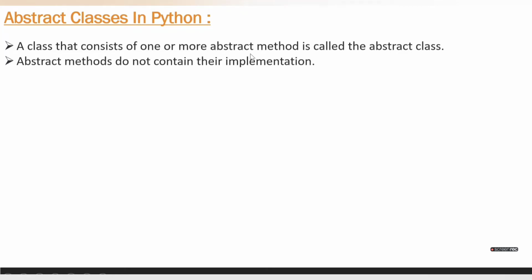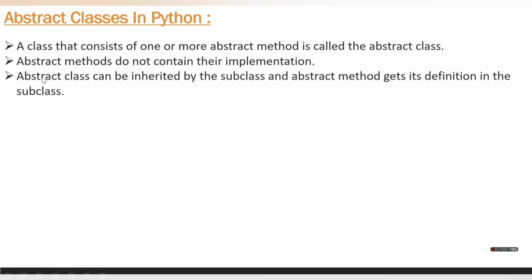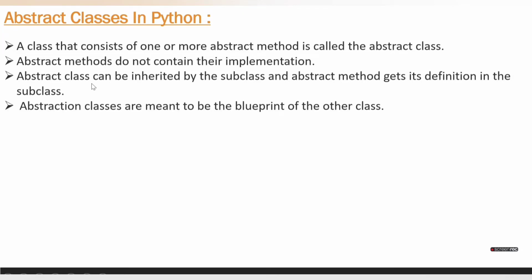So what are abstract methods? Abstract methods are normal methods which do not contain their implementation. Normal methods have the implementation, but abstract methods do not have the implementation. So an abstract class can be inherited by the subclass, and the abstract method gets its definition in the subclass. Any class can inherit the abstract class. When it inherits the abstract class, it has access to that particular abstract method, and then that subclass can provide the definition for the abstract method.